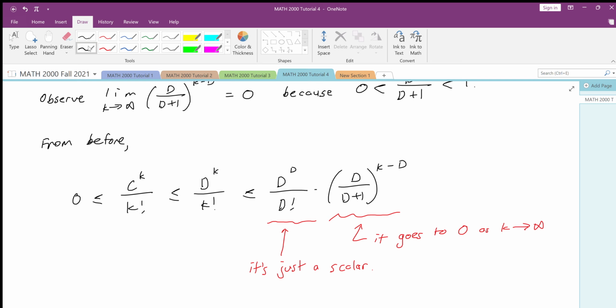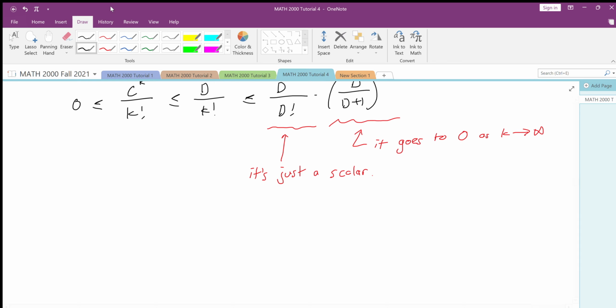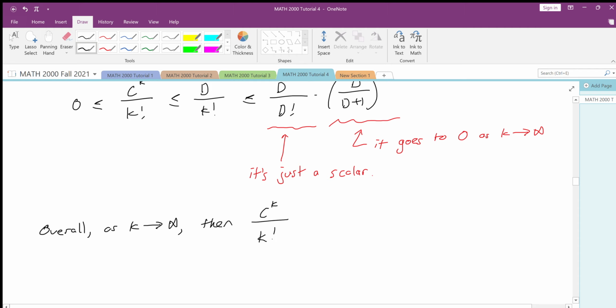So overall, as k goes to infinity, we see that c to the power k over k factorial goes to 0 by squeeze theorem. And that's it for question 2a.